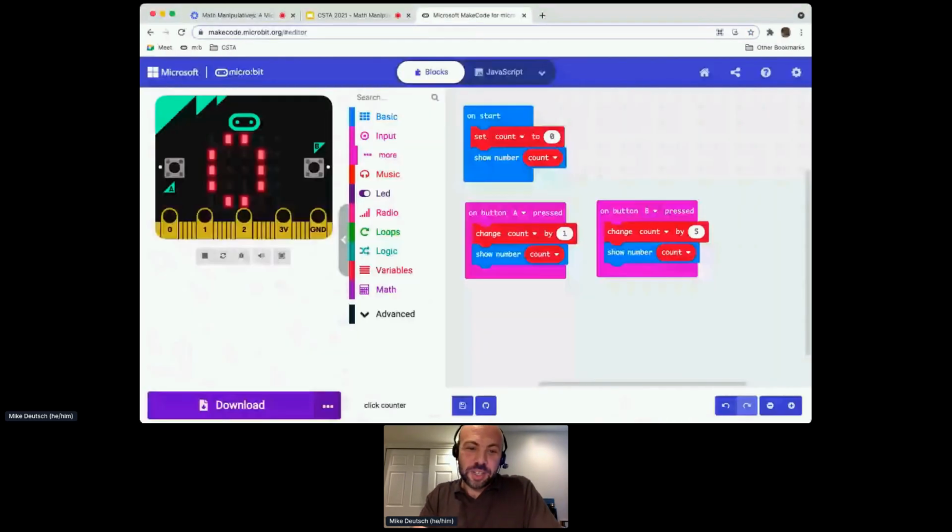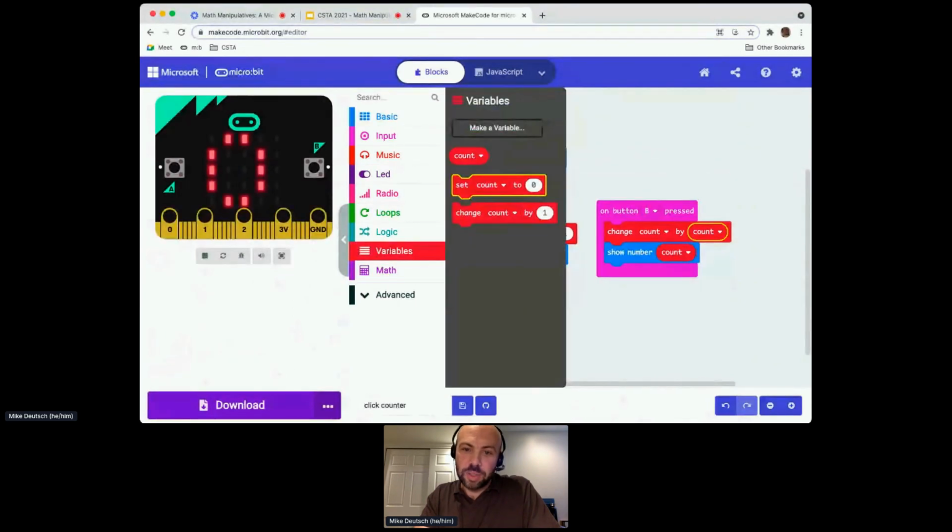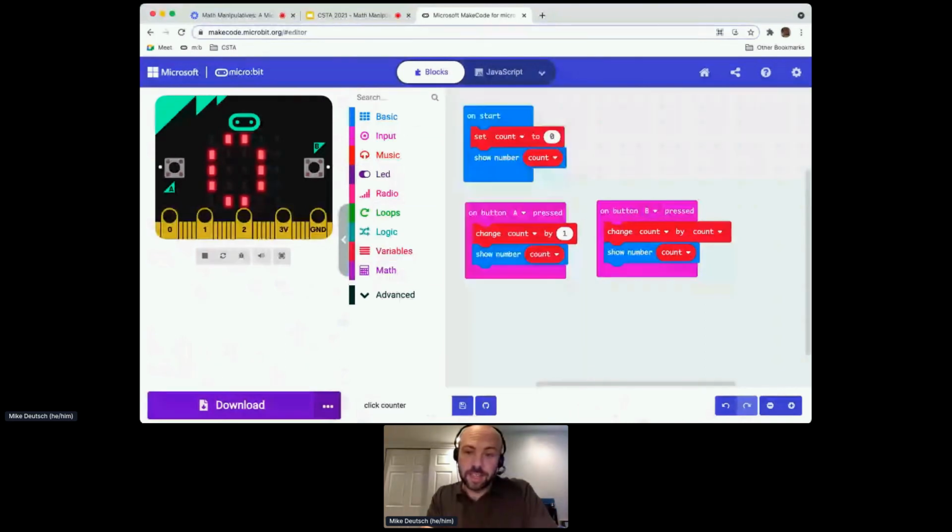I can change count by count. It's a little more roundabout, but I can set count equal to 2 times count. Or I could even set up a loop that repeats count number of times that increments by 1 each time. You can make it sophisticated if you want to.